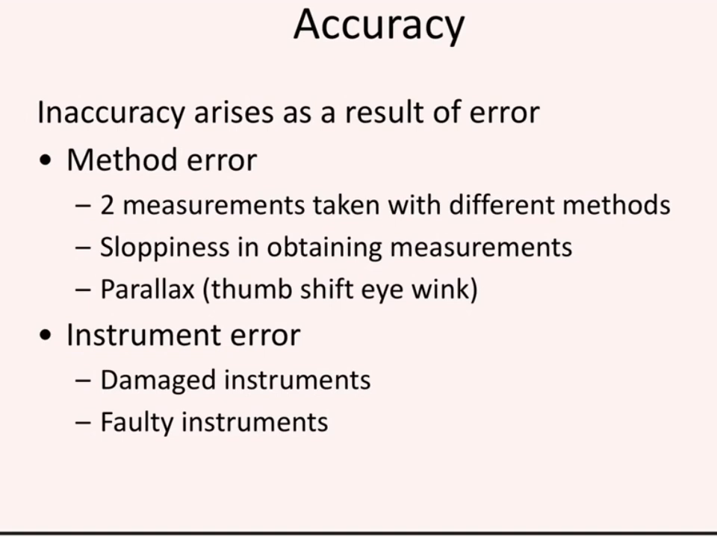If I measure 100 milliliters of water with the graduated cylinder and with the beaker, do I have the same volume of water? Probably not. So I've used 2 different methods to get my sample, and so that's going to introduce some method error.